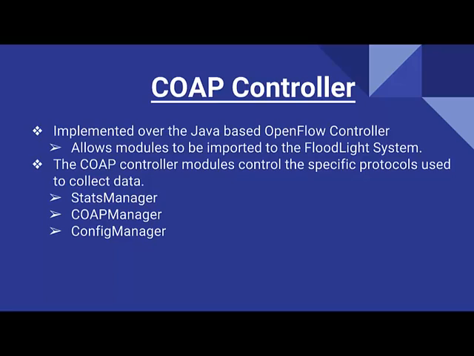The COPE controller is implemented over the Java-based open source OpenFlow controller called Floodlight. The COPE controller consists of 3 modules: the Stat Manager, the COPE Manager, and the Config Manager. They are all implemented as modules within Floodlight. The controller uses OpenFlow with COPE-specific protocol extensions to collect data from APs and apply configuration updates.